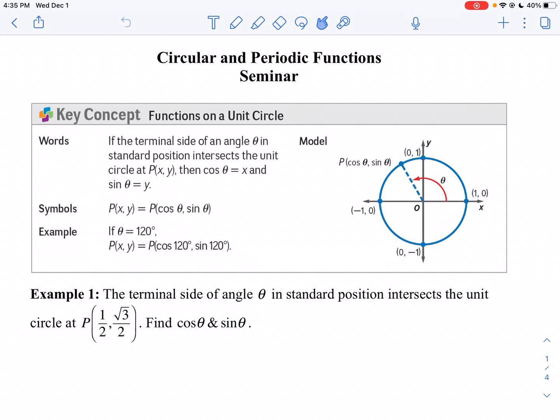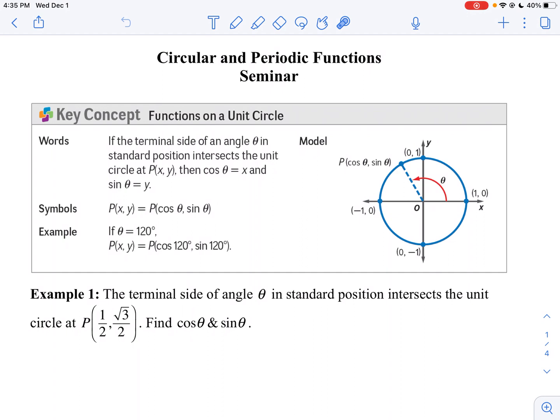Hello, in this lesson I want you to find the values of trig functions based on the unit circle, and I want you to use properties of periodic functions to evaluate trig functions. The important thing is we're talking about circular functions because it goes around the unit circle. The unit circle is going to have a radius of 1.